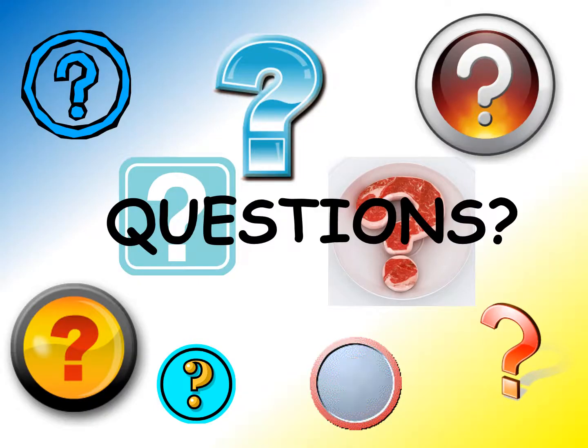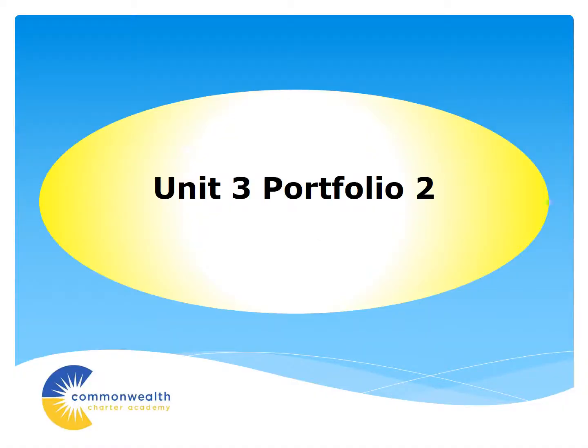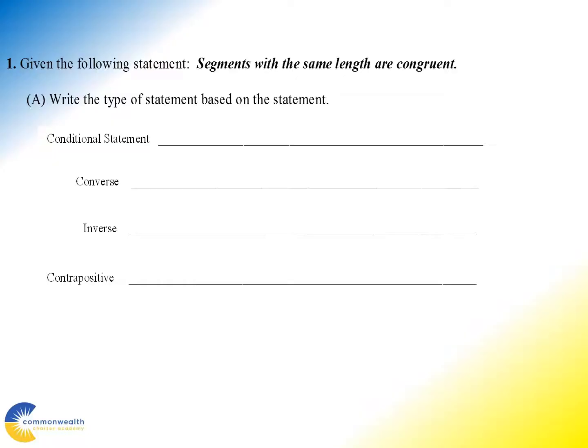So that brings us to the end of the first one. Unit 3, Portfolio 2. Again, you're given a statement here. Statements with the same length are congruent. Write the type of statement based on the statement above. So a conditional statement for this original statement.